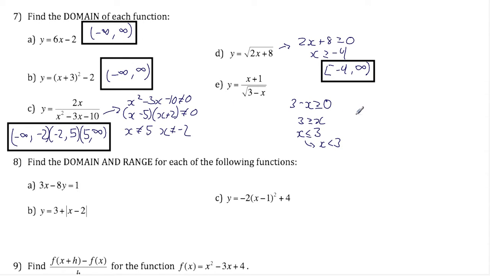So again, I start with the smallest number, which is negative infinity, and it goes all the way up to 3. But if x is equal to 3, this is 0, the denominator is 0, fraction's undefined. So I put a parenthesis because the parenthesis stands for, hey, it goes all the way up to 3, so close to 3, but never actually touches it. Whereas in the previous one, these brackets mean, hey, it actually touches -4.